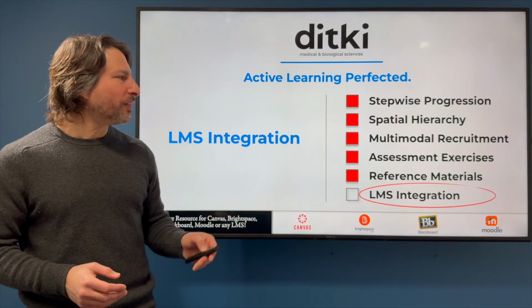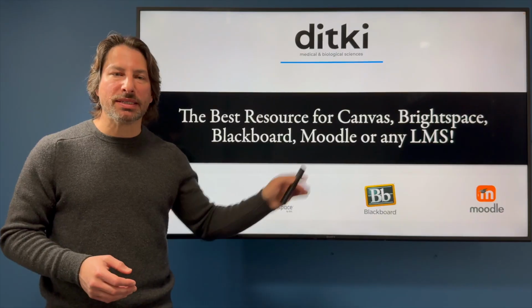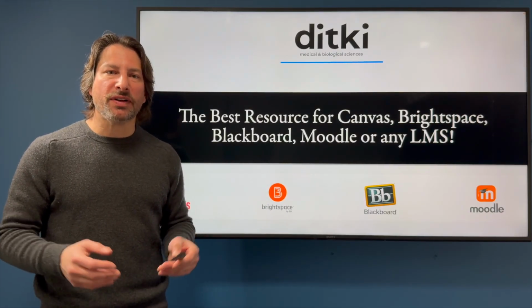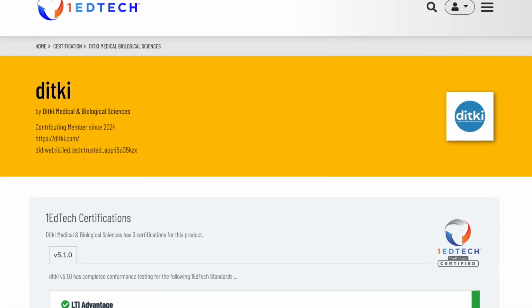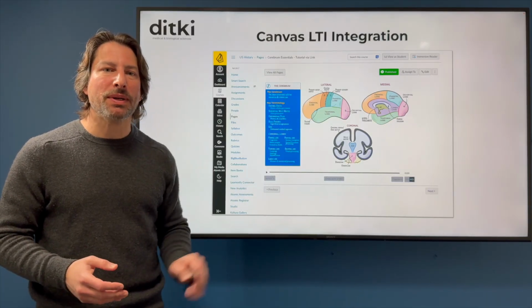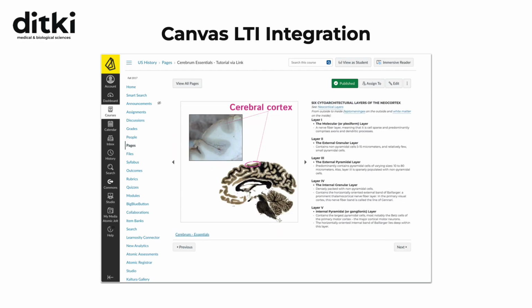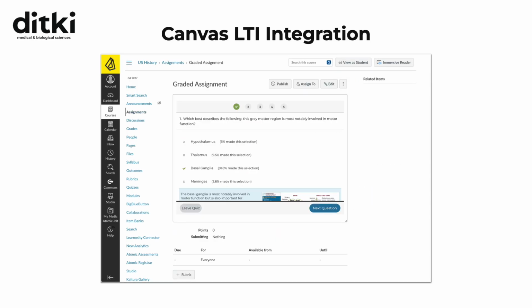Finally, LMS integration. We now offer LTI integration to any LMS, Canvas, Brightspace, and so forth. We're certified by One Ed Tech. And what this means is you have the capacity to deliver our media components directly into your LMS, be it our tutorials, flashcards, or even just our quiz questions.